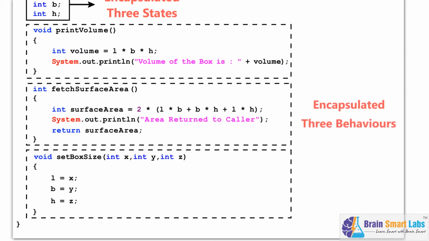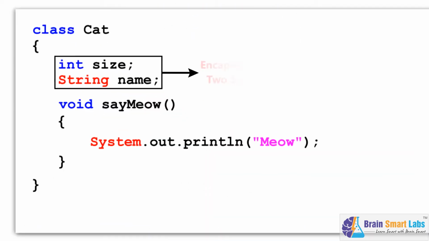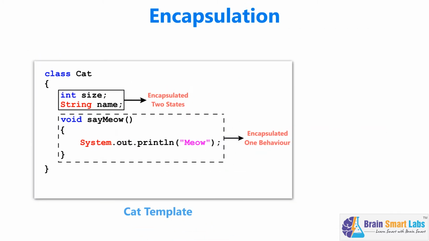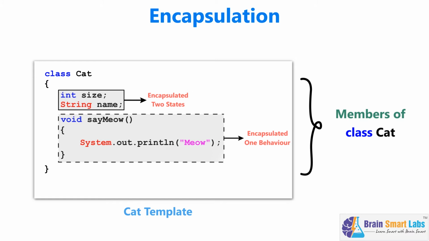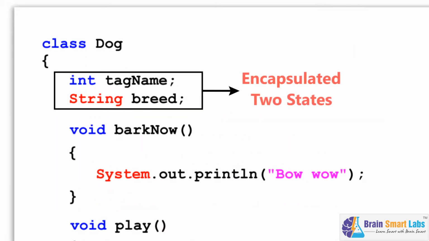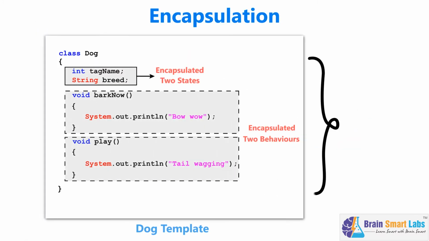These 3 plus 3 states and behaviors what you are seeing here can be collectively called as members of the class by name box. Likewise, in our cat template, that is class cat, we have encapsulated 2 instance variables or states, and we have encapsulated 1 instance method by name sayMeow, also known as a behavior. These 2 states and 1 behavior in a class template can be collectively called as members of the class by name cat. Similarly, if you consider a dog template, also known as class dog, we have encapsulated 2 instance variables aka 2 states, and we have encapsulated 2 instance methods bark now and play, also known as behaviors. These 2 states and 2 behaviors in a class template can be collectively called as members of the class by name dog.